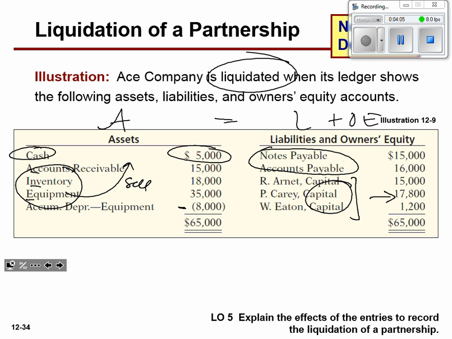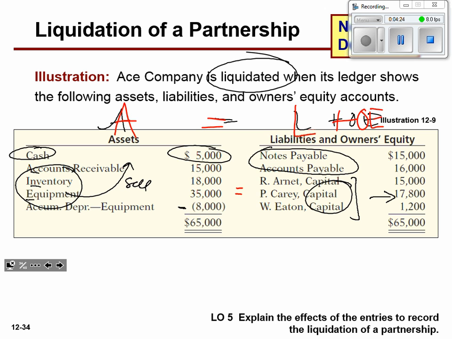ACE Company is liquidated when its general ledger shows the following assets, liabilities, and owner's equity. So we go back to the basics. Assets equal liabilities plus owner's equity, okay? Or if you don't want to put that, you can just say equals right here. Cash is already cash. We're not going to do anything with that.